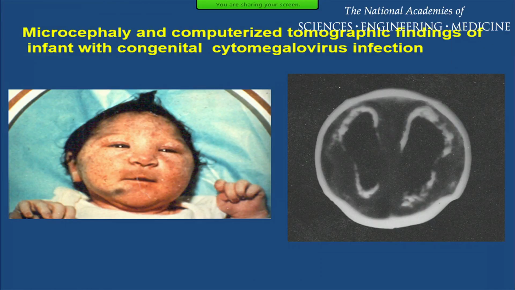This is a child with congenital CMV. This child also has microcephaly and some of the same stigmata that the patient in Brazil had. And on the right is a CT scan from another child with congenital CMV, and you can see the calcifications, the large ventricles, and the loss of the cortex.